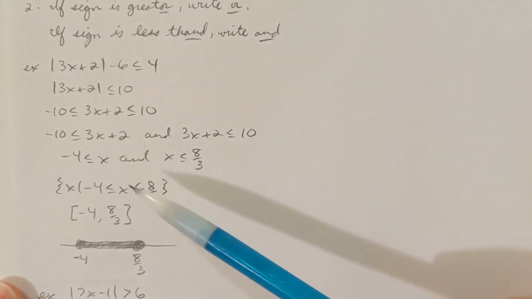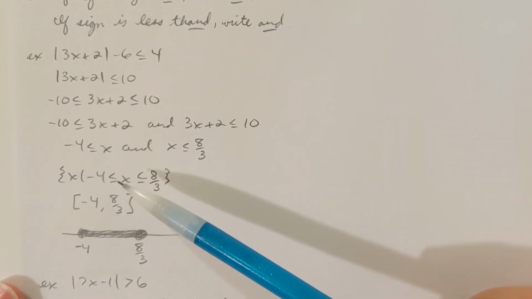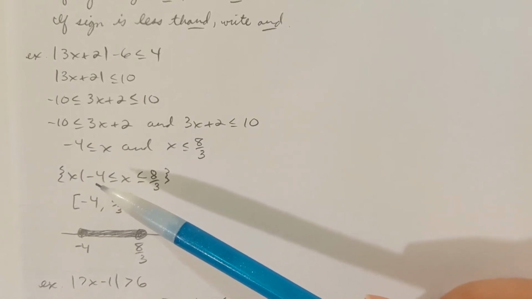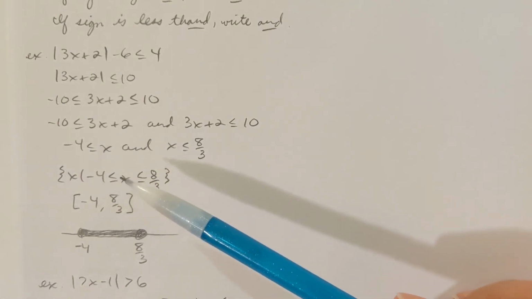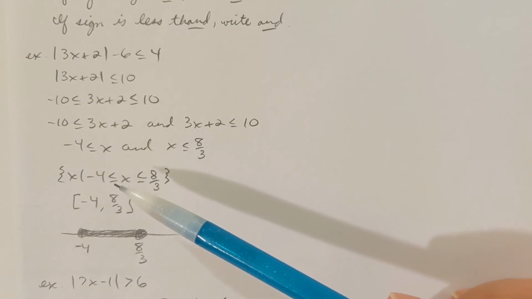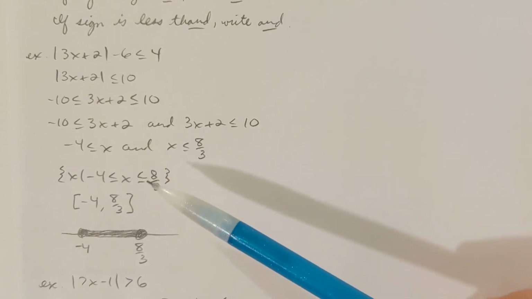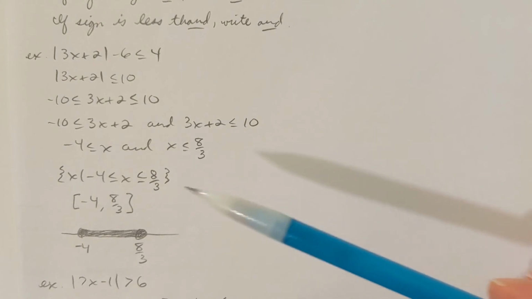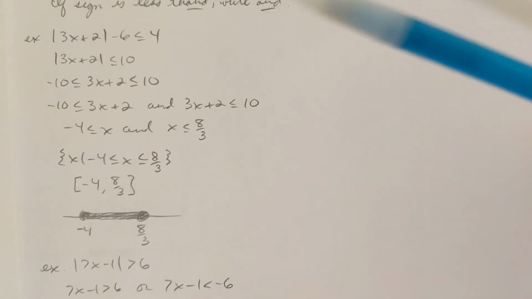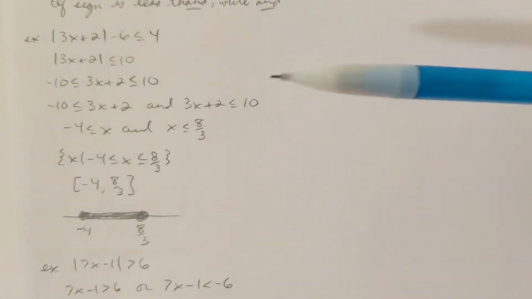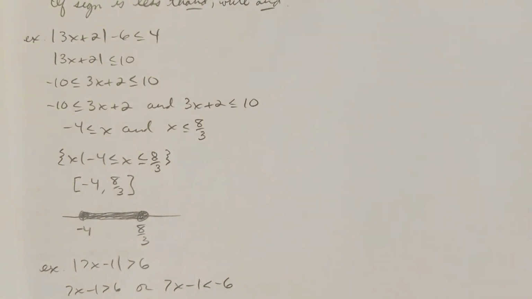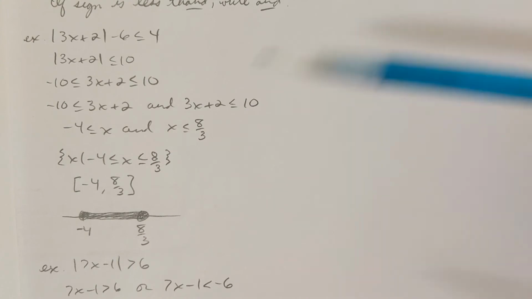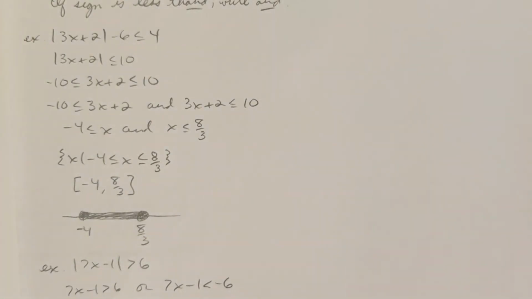Okay, so as a compound form, we got the set of all x such that x is greater than or equal to negative 4 and less than or equal to 8/3. If we use an interval, negative 4 to 8/3 would be the answer. I'm including both the numbers there at the end. So negative 4 to 8/3 is included.